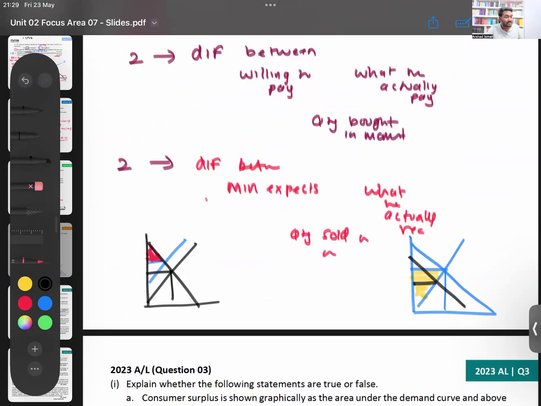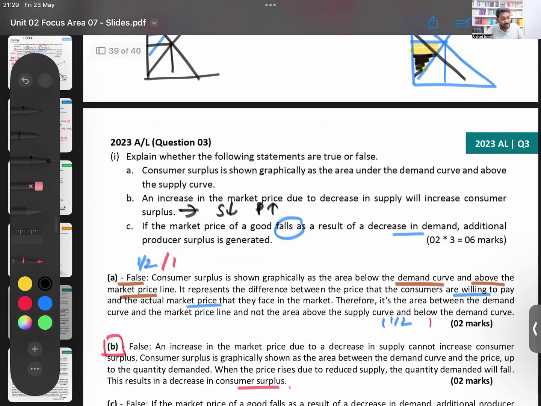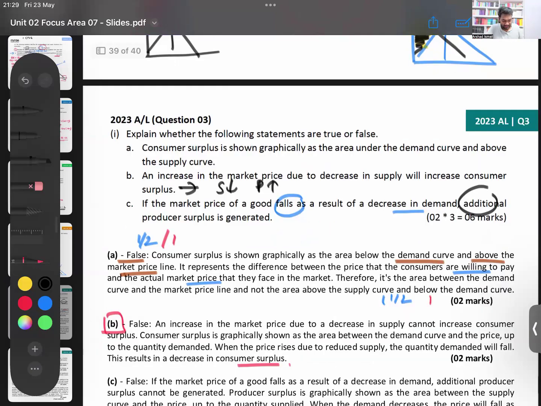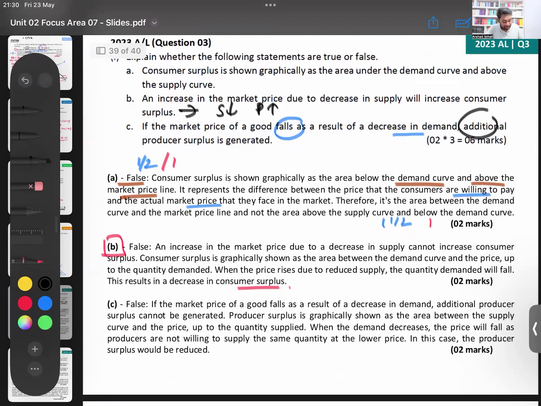What will happen to producer surplus? So producer surplus comes down, they are saying an additional producer surplus is generated. No, it will decrease, an additional one will not be generated. So then again, you say false. If the market price for a good falls as a result of this, additional producer surplus cannot be generated. What is producer surplus? And then they say, when demand decreases, price will fall and producers are not willing to supply the same quantity. Producer surplus will come down.